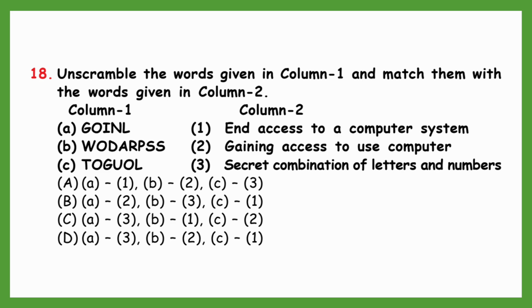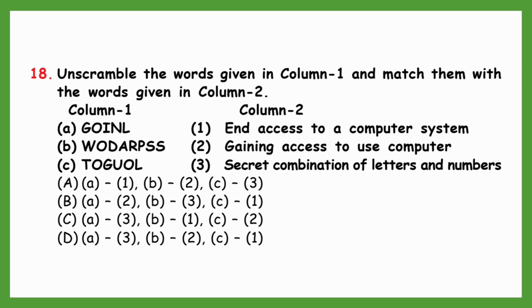Unscramble the words given in column 1 and match them with the words given in column 2. So some words are given in column 1, we have to unscramble these words. Then in column 2, we have given 3 options. First one, end access to a computer. Option 2, gaining access to use computer. Then option 3, secret combination of letters and numbers. So first we will unscramble these words.